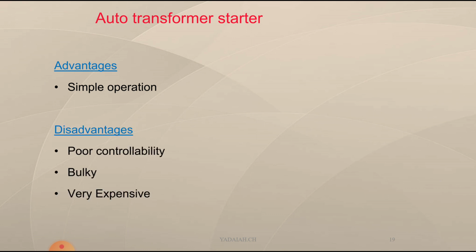Okay. So what are the disadvantages? Poor controllability, where we cannot control it perfectly, and the size itself is very bulky, because of the windings, three-phase. Just like a transformer, it needs a core and laminations, and all these things are required, and it is very expensive. Okay, so these are some salient points regarding auto transformers.